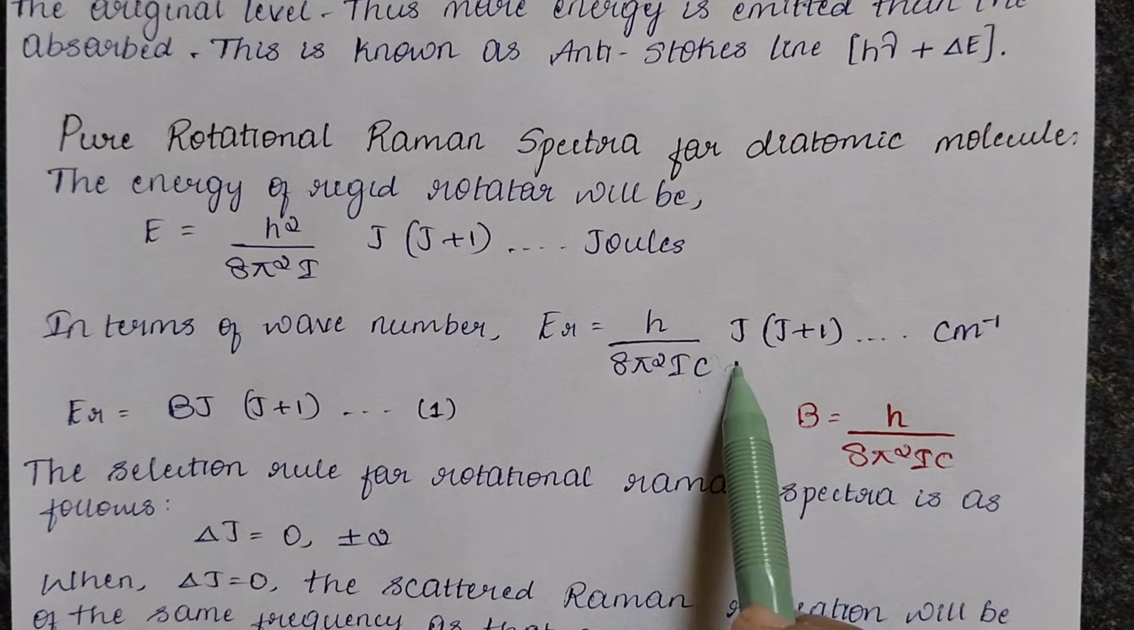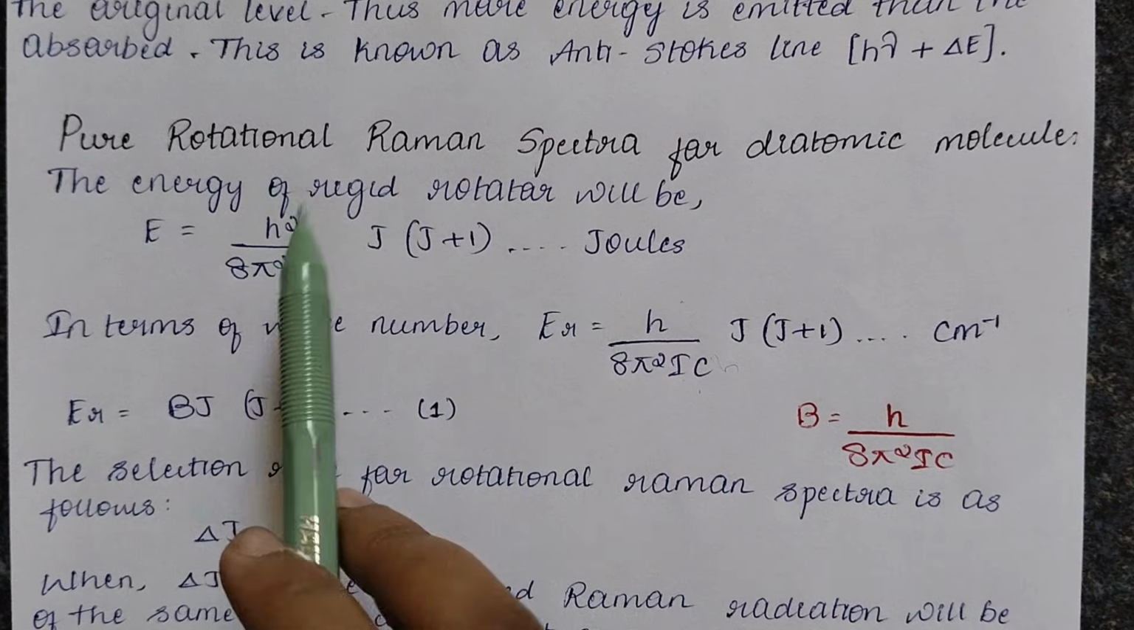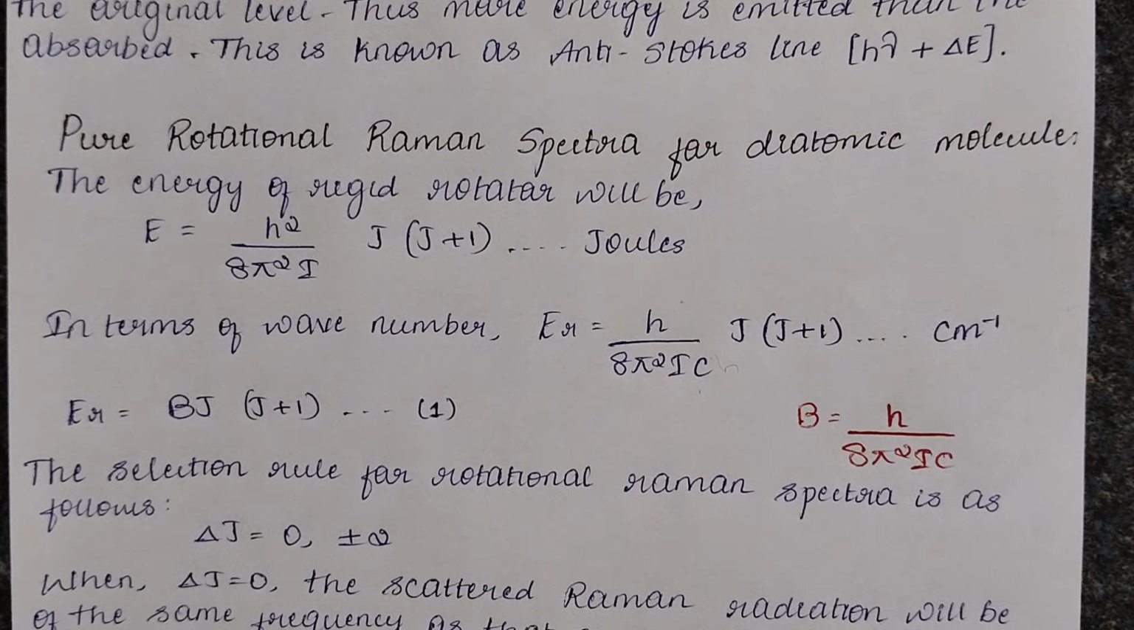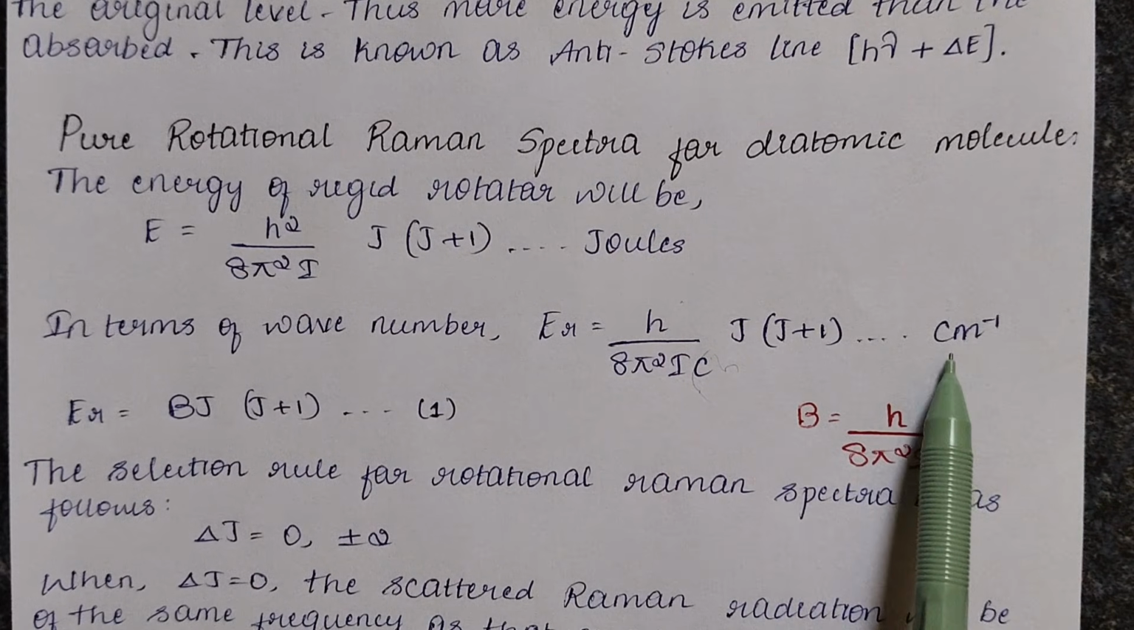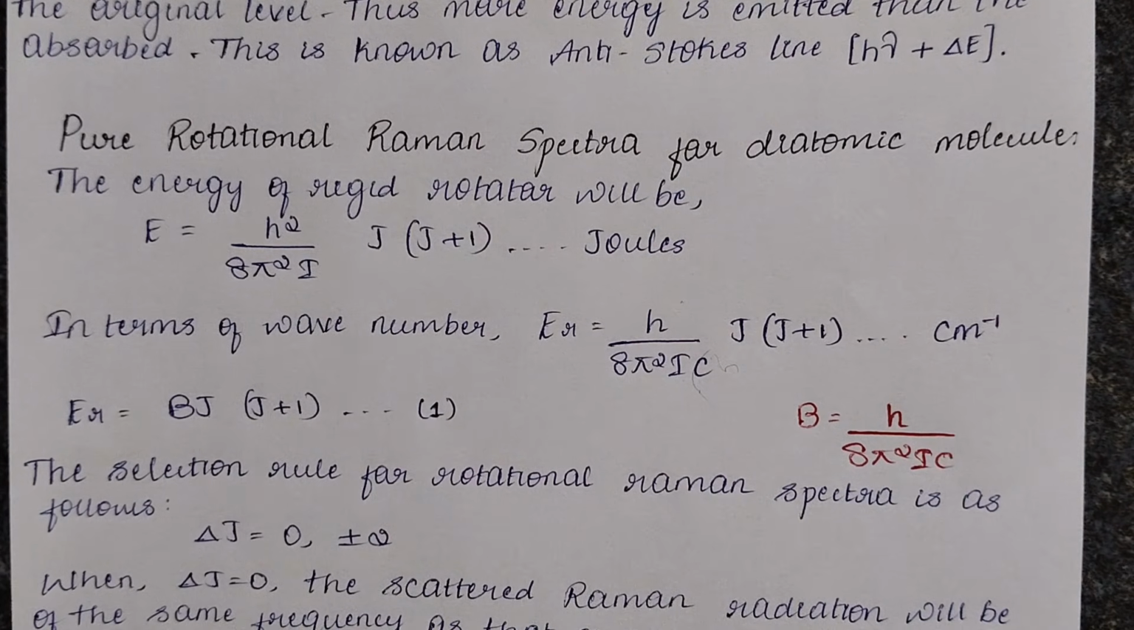Here also hc comes, so h will get cancelled, and the remaining term will be ER is equal to h by 8 pi square Ic into J of J plus 1, which is represented in terms of centimeter inverse, which is nothing but wave number. In simpler terms, we can write ER is equal to BJ of J plus 1, which we call equation number 1, and we also know that B is equal to h by 8 pi square Ic.